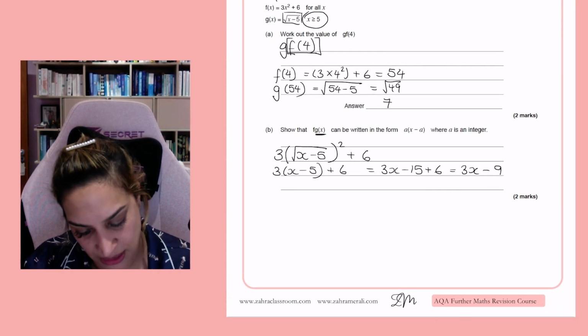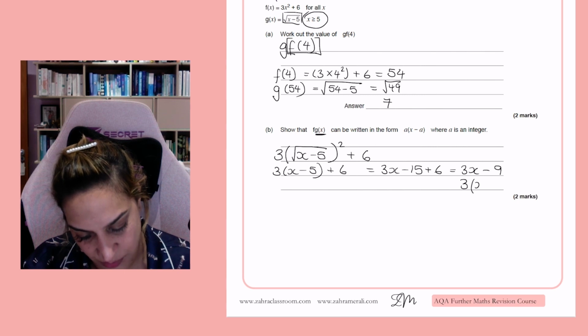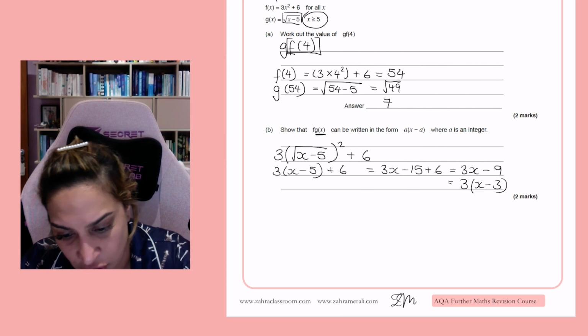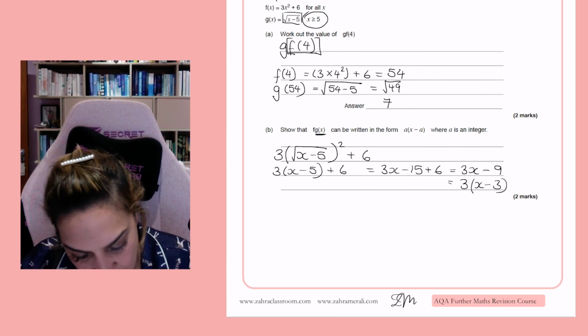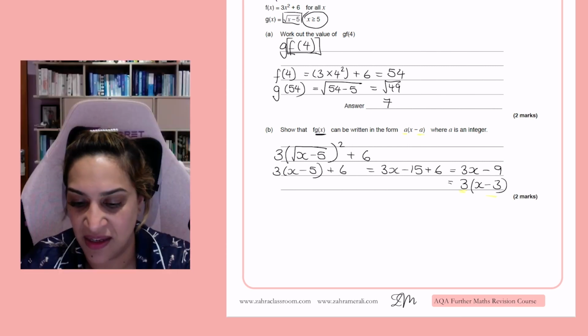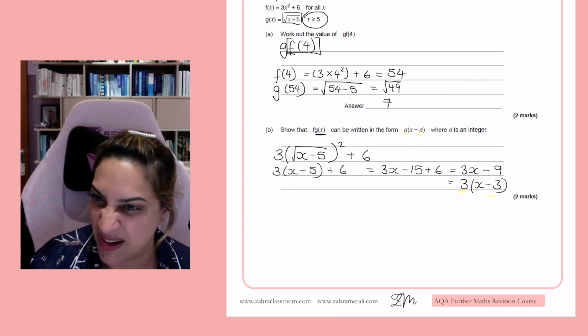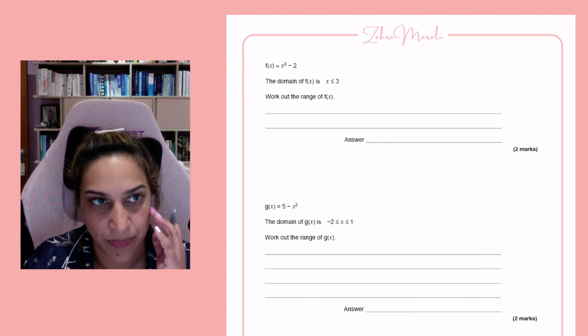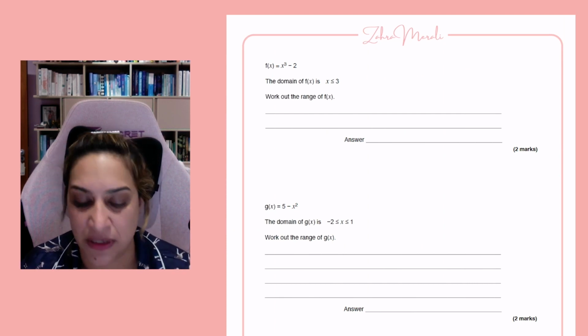I'm going to take 3 outside the bracket, and we get 3(x minus 3), and that must be correct, because if you have a look, they've told us that this and this have to be the same number. We've got 3 and 3 there. So it's kind of nice when you get the right answer, or you can see that your answer is probably correct.